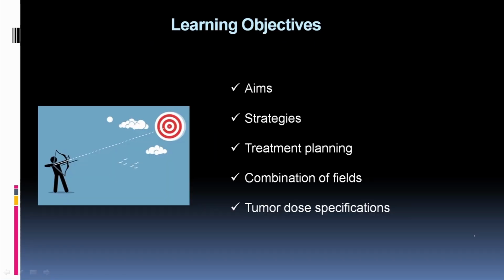Learning objective of this class: we will discuss the aims and objectives of treatment planning, the parameters which we need to keep in mind during the treatment planning of cancer patients, and we also discuss the strategies to achieve these aims and objectives. We will discuss various kinds of combination of fields, and we will discuss the tumor dose specification in this class.